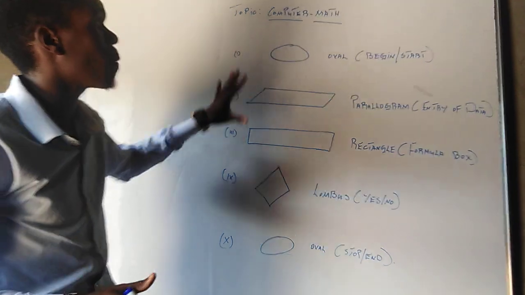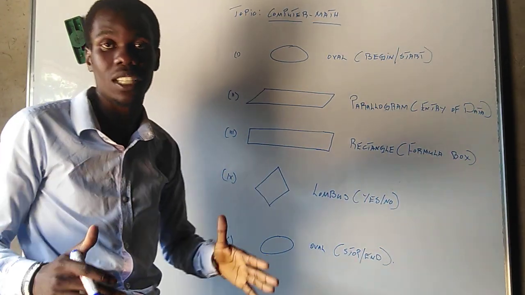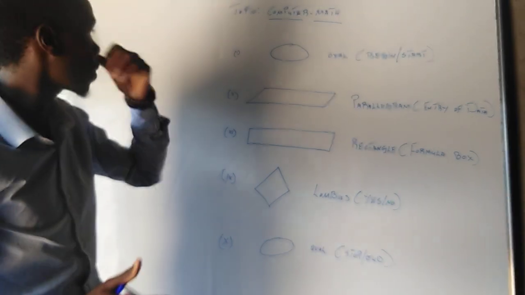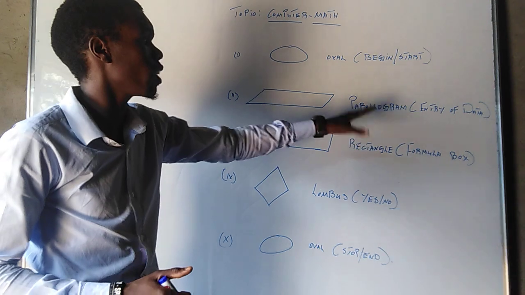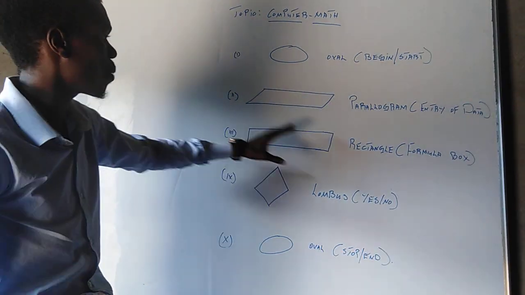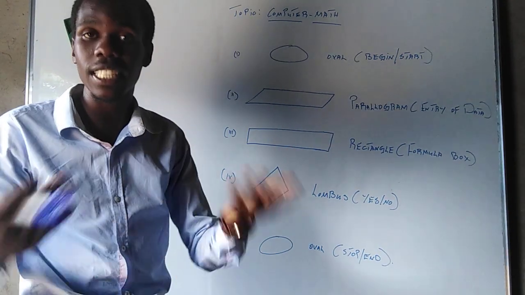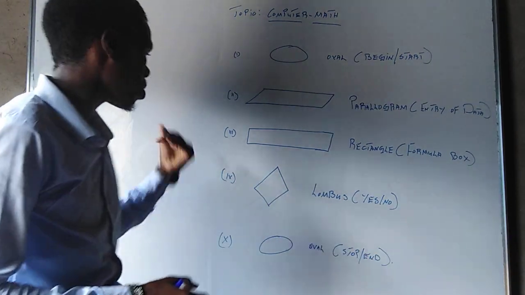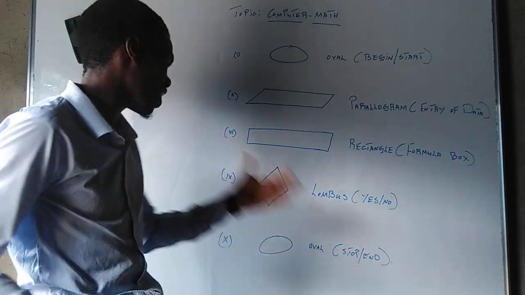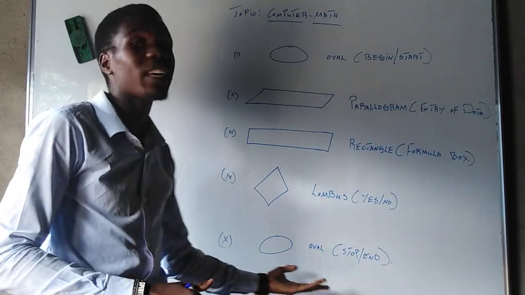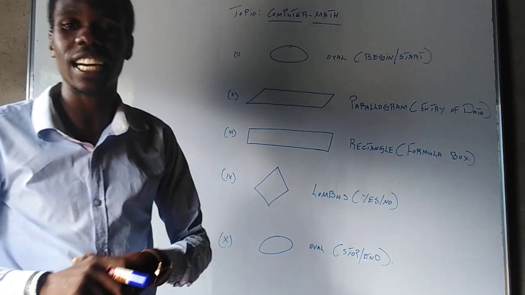These are the basic things that you need to understand first before we venture into the questions. This oval is the starting button. We also have the parallelogram, which is for the entry of data. We have the rectangle, which is the formula box. We also have the diamond here, which is for yes or no. And the oval here at the bottom is for the stopping button.